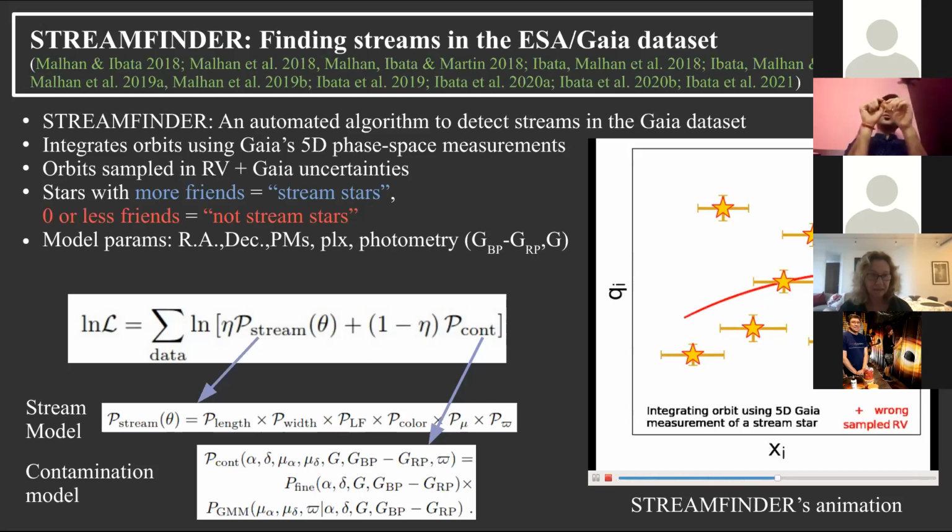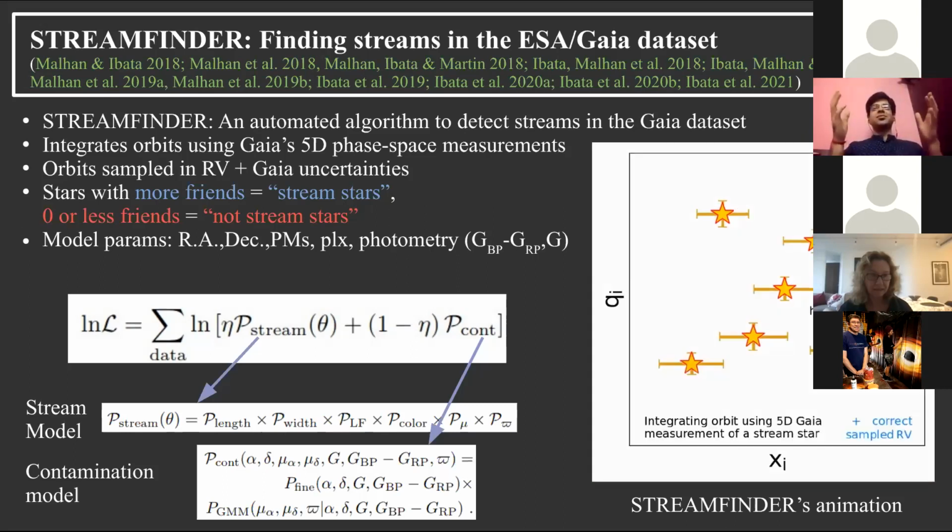But for example, if you were repeating this procedure with a contaminant, a typical halo star that is not part of a stream, then the integrated orbit will not pass through any other star, and this star will get a very low likelihood value. So in this way, a stream star will get a high likelihood value, a contaminant will get a low likelihood value, and you can assign these likelihood values to all the stars and create a likelihood map in this way. I know it's a bit complex procedure, but at its heart, StreamFinder is basically integrating orbits to find streams.